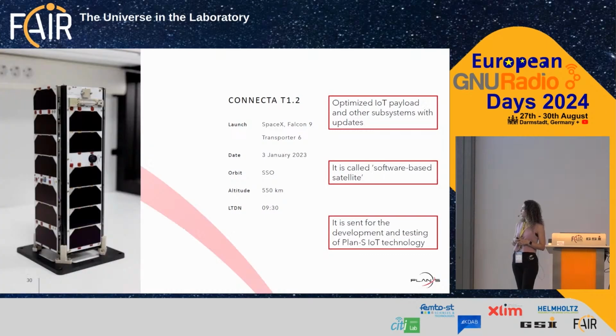This is Connecta T12. This is the second satellite. These are 3U CubeSat structure. And importance of this satellite, it has optimized IoT payload and other subsystems with updates over T11. It is called a software-based satellite, and it is sent for the development and testing of Plan S IoT technology.